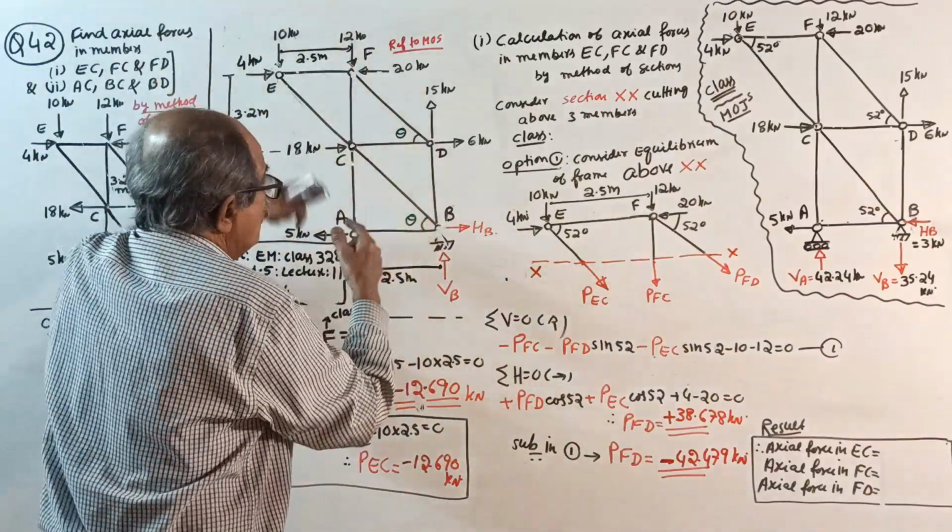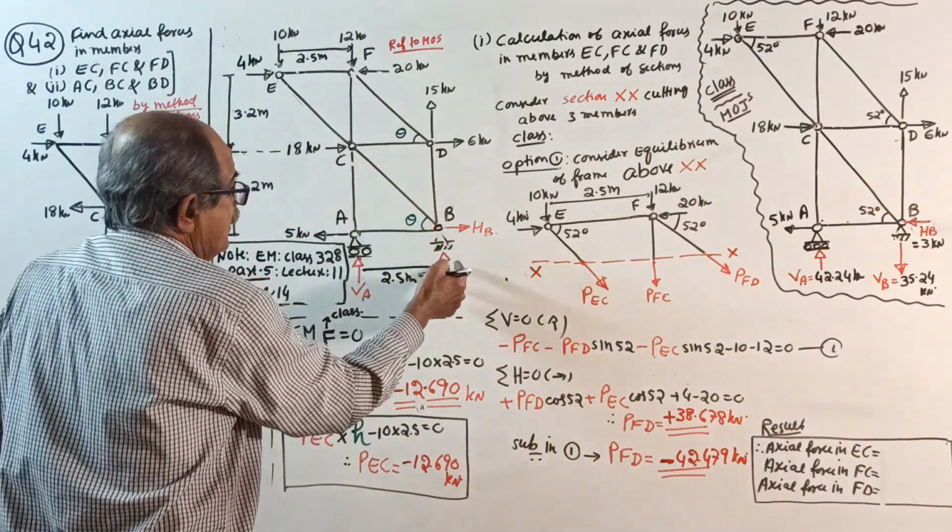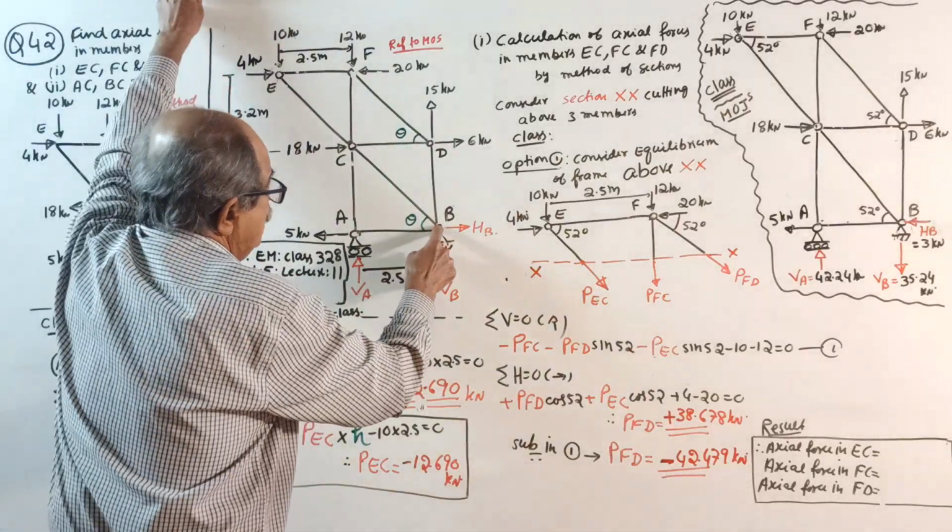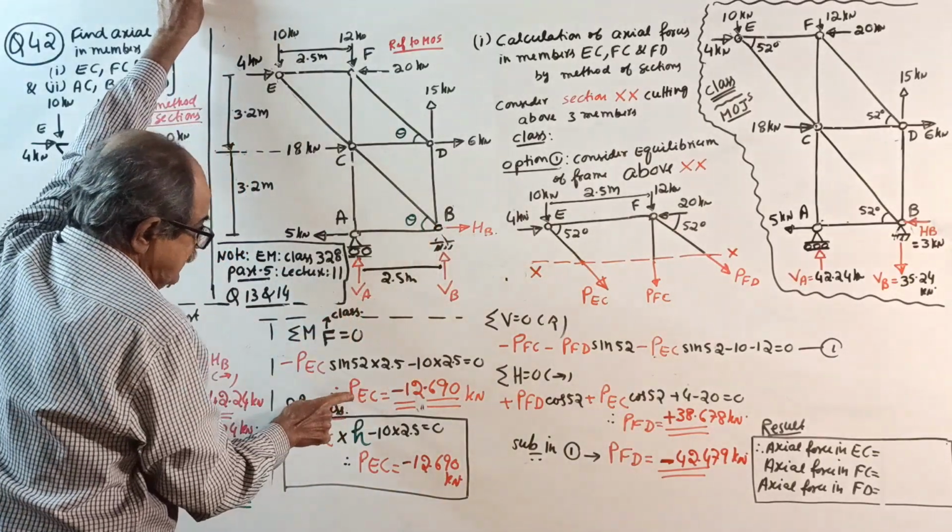If you take moment about B, you will get the value of the reaction here. See, when you take moment about B, with HB and VB into 0, you will get the VA value.